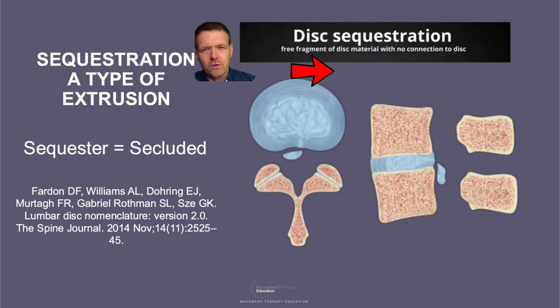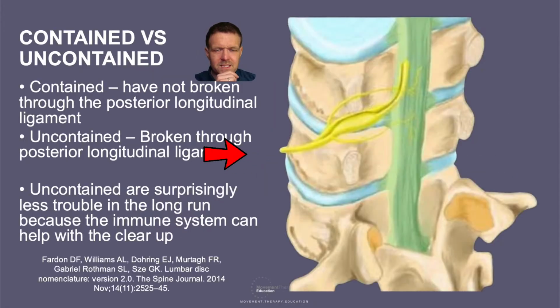Now, out of all of the information that I've read about disc herniations, this sequestration, where the disc material has come out, is often one of the most painful, or gives the most symptoms. So that is something to look out for on an MRI as well.